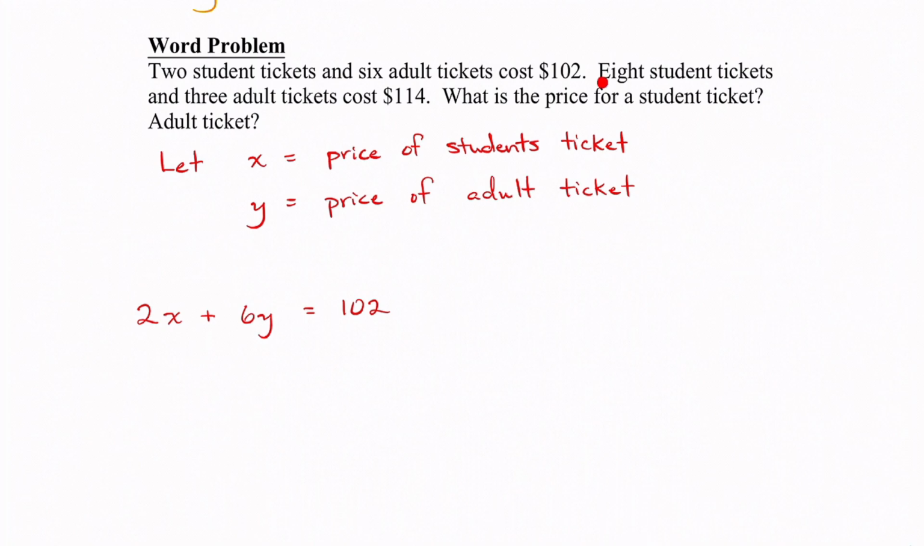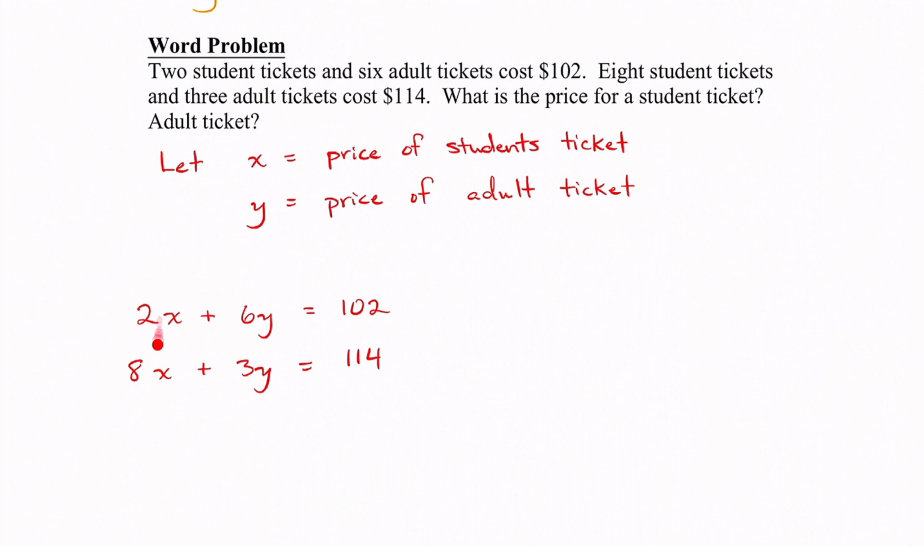And then the second line there, it said 8 student tickets and 3 adult tickets is going to cost $114. So it's pretty much the same thing. It's just changing the numbers. It was 8 student tickets plus 3 adult tickets, and that's going to add up to $114. So now I have my 2 equations. Now I can solve them using my elimination method.